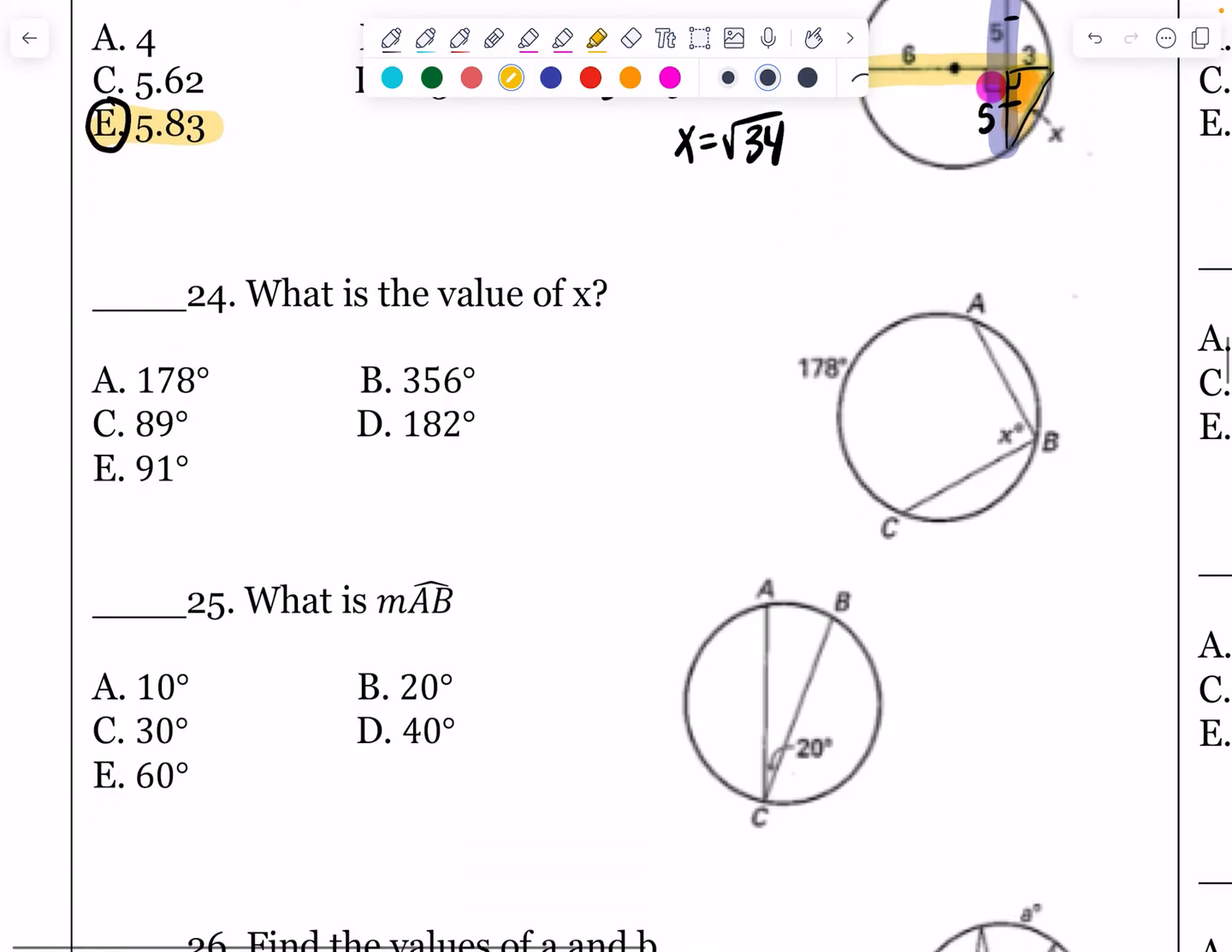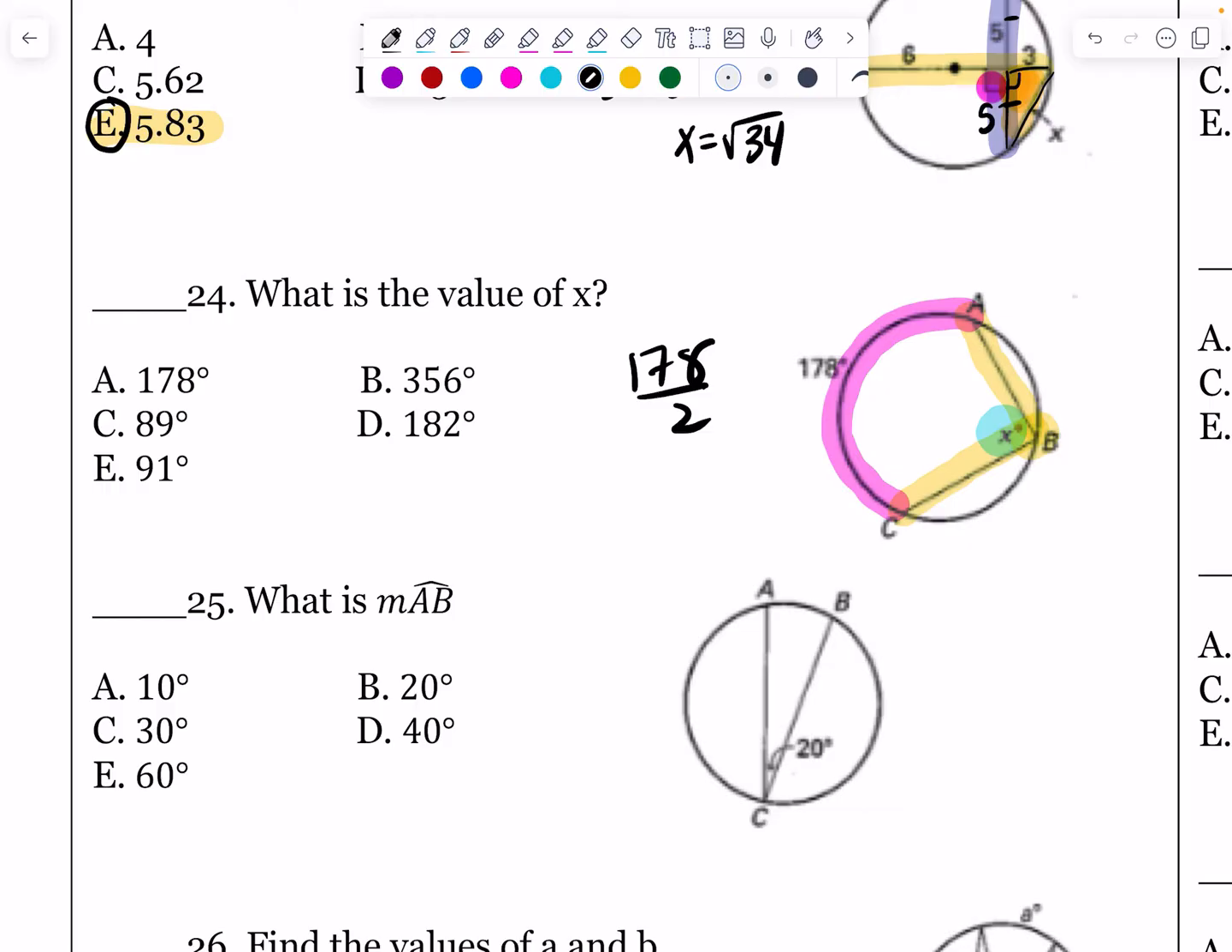All right, so now we have an inscribed angle. How do I know that it's inscribed? Because it doesn't go to the center. Point B is on the circle. And so we know that the relationship between the inscribed angle and the intercepted arc is that this angle x is going to be exactly half of 178. So it's going to be 178 divided by 2.